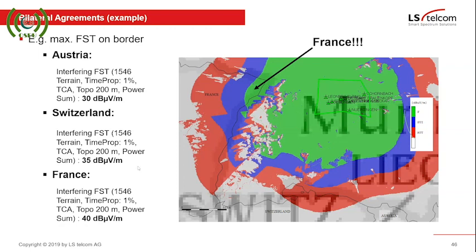If there is a bilateral agreement and they say you cannot exceed the field strength on the border contour of 40 dB microvolt per meter, then that's a bilateral agreement, and the two countries will live with one another according to that agreement. They will then not object to the coordination of the frequency if you're below that.